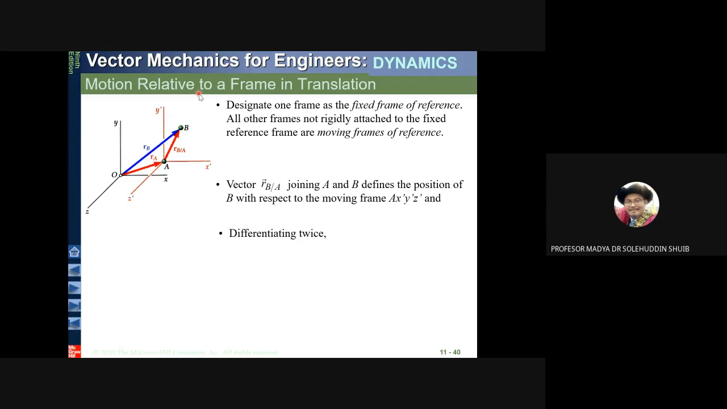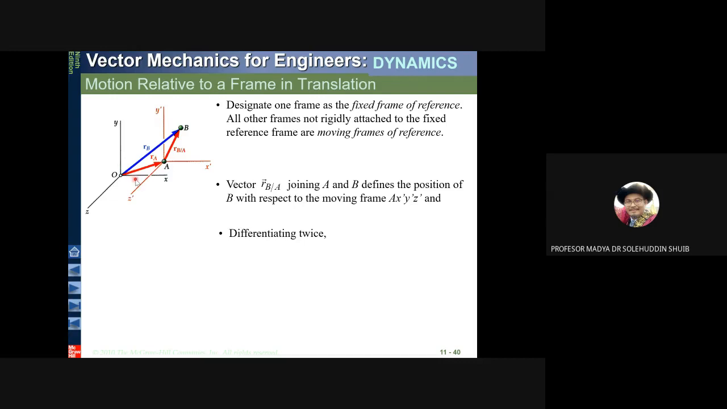Okay, for motion relative to frame translation, again, we have this frame. Designate one frame as a fixed frame of reference. So we have two axes here. The first one, the black in color, is O, X, Y, and Z. And then we have another axis, which is X prime, Y prime, and Z prime.